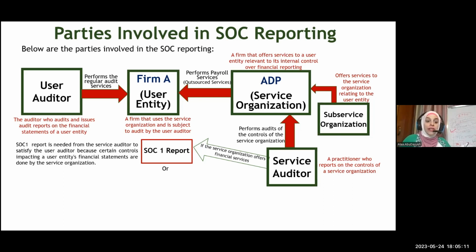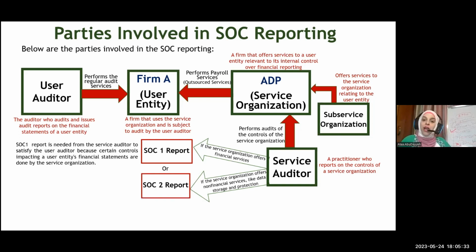So the SOC 1 report is needed from the service auditor to satisfy who wants to see this report. The user auditor wants to see it and wants to be satisfied, because certain controls that are impacting the user entity's financial statements are done by the service organization, right? The user auditor will not go and audit the service organization. The user auditor will ask for the SOC 1 report that is issued by the service auditor and depend and rely on it, and rely that the internal controls of this service organization are correct in order to be able to issue his report for the firm.